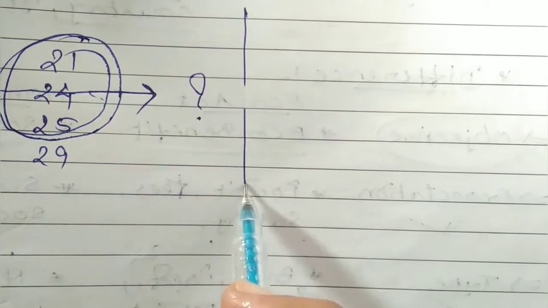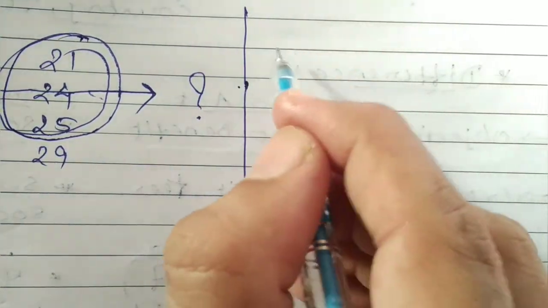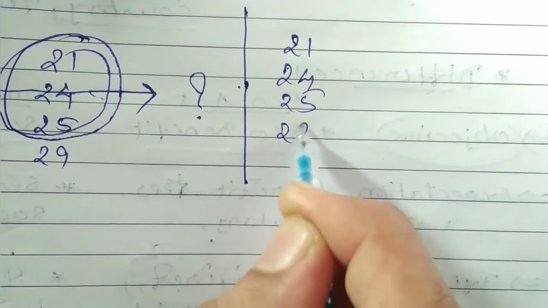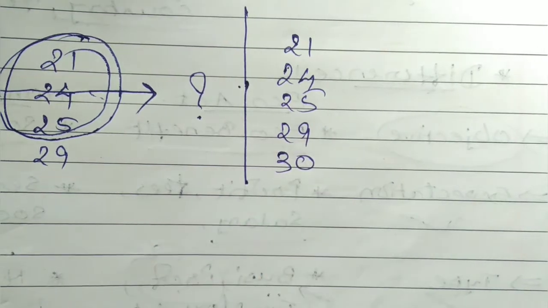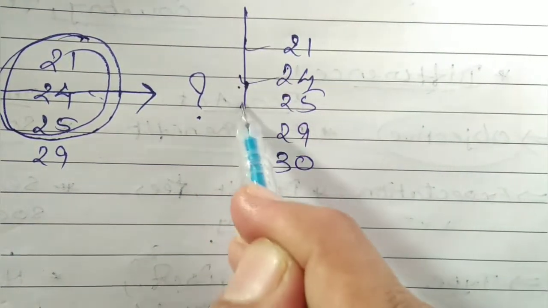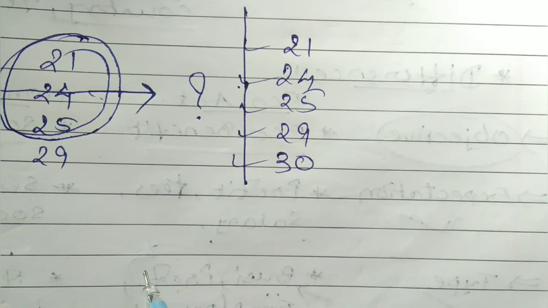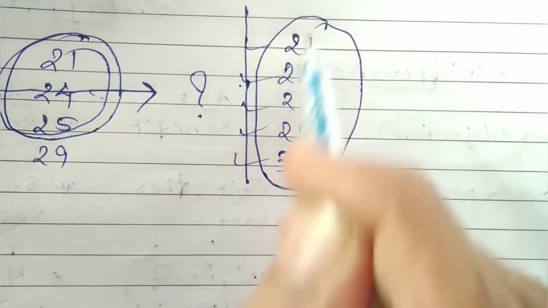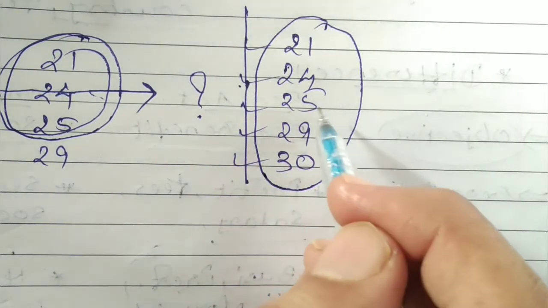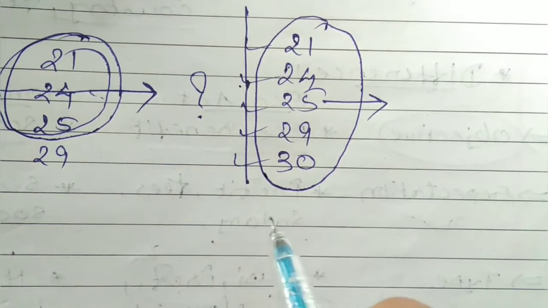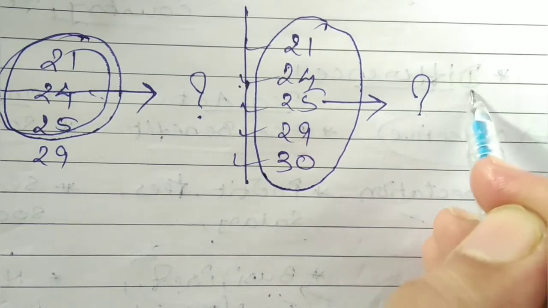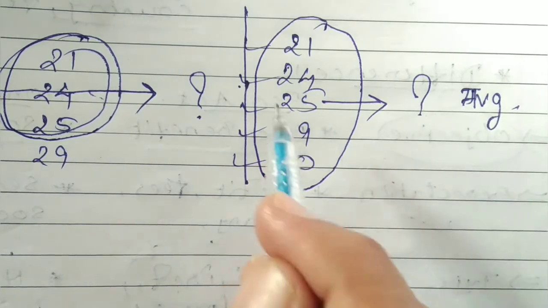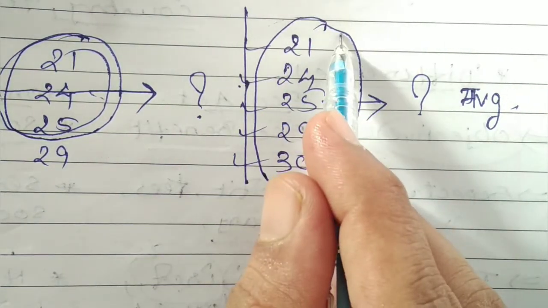Now suppose it has been given for 5 years, the same question: 21, 24, 25, 29 and 30. This is 5 years of information given to you. If you want to find out the 5-yearly moving average, you just make the total of these 5 years and write your answer exactly in the middle of these years. So the total and the average will be recorded exactly in the middle of these 5 years.